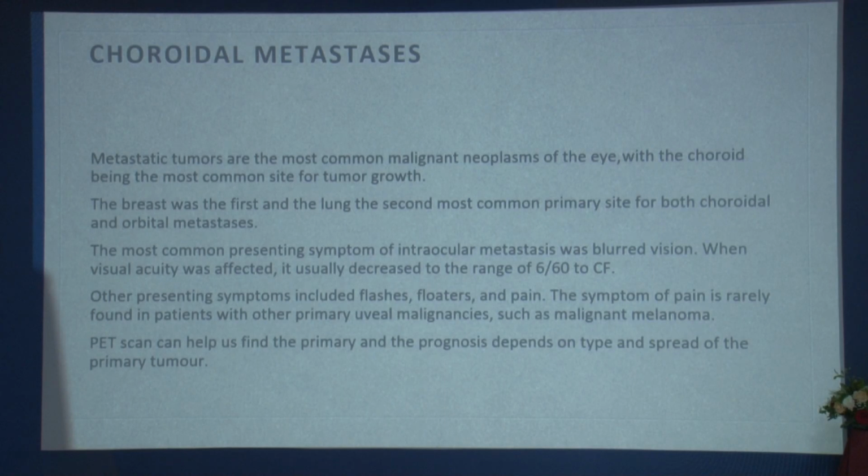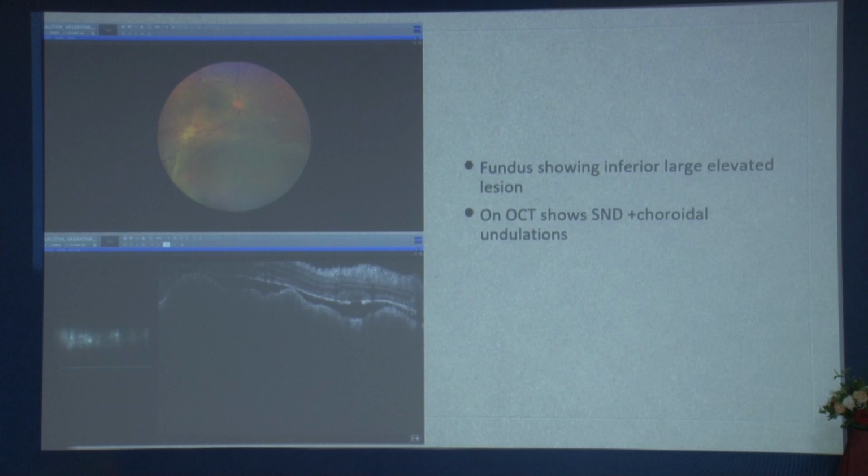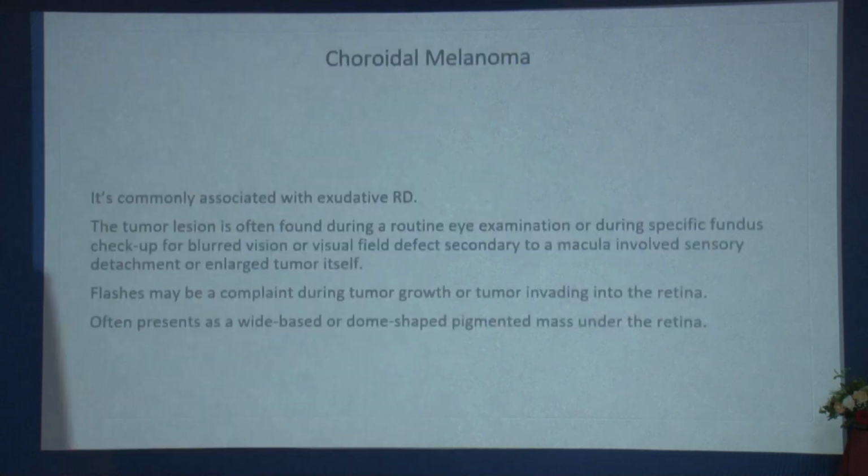Metastasis and melanomas. Melanomas are less common in our part of the world. Mets are very common. They can also cause exudative detachment, and it is important for us to differentiate it from a primary tumor and to look for the primary elsewhere. You can see the choroidal undulations and an inferior large elevated lesion here.